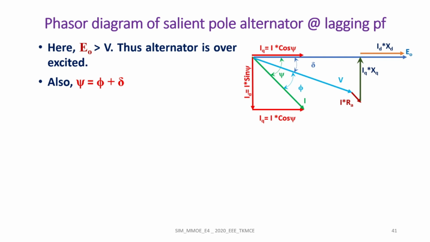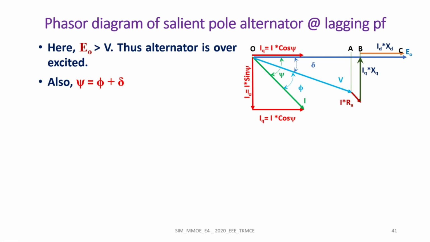Also from this phasor diagram, it is clear that the internal power factor angle psi is the sum of the power factor angle and load angle. That is psi is equal to phi plus delta. Now, in order to derive the expression for E0, let's draw some lines like this. From the tip of V, we are drawing a line, and from the tip of I into XQ, we are extending it and naming these points as O, A, B, and C. So from this phasor diagram, it is clear that vector E0 is the sum of vector OA plus AB plus BC. So first of all, let's consider this right angle triangle, that is right angle triangle OAV.